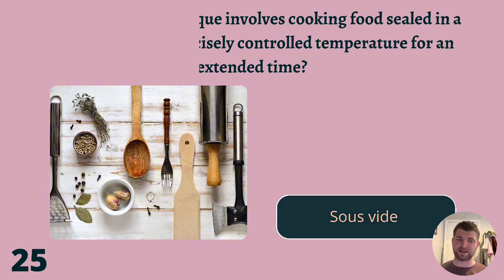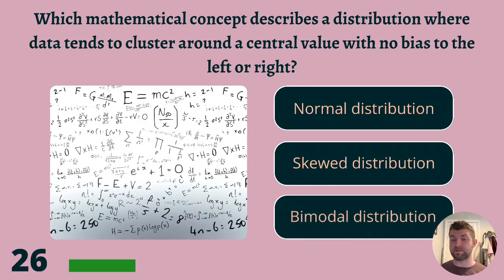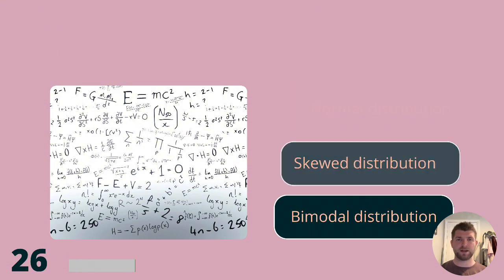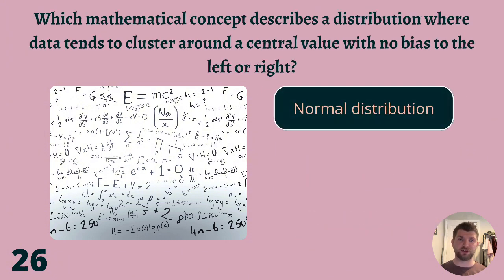Question 26. Which mathematical concept describes a distribution where data tends to cluster around a central value with no bias to the left or right? Normal distribution, skewed distribution, or bimodal distribution? The answer is normal distribution.